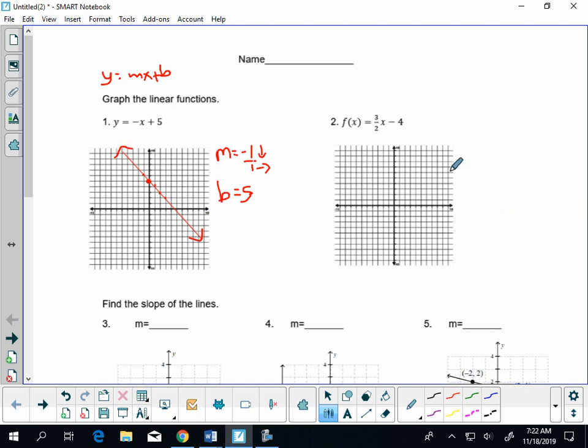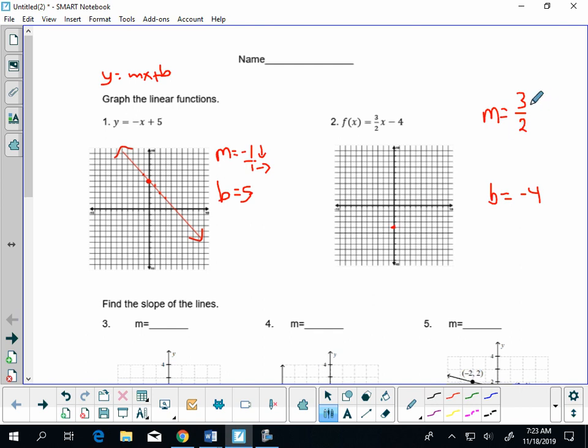Let's go ahead and do the next one. Here, my slope is 3 over 2, because that's what's in front of my x. My b is negative 4. Make sure you carry that sign. So you go down 4 on your y-intercept. That's where you begin. 1, 2, 3, 4.